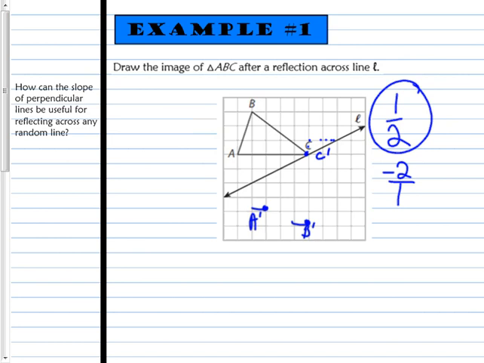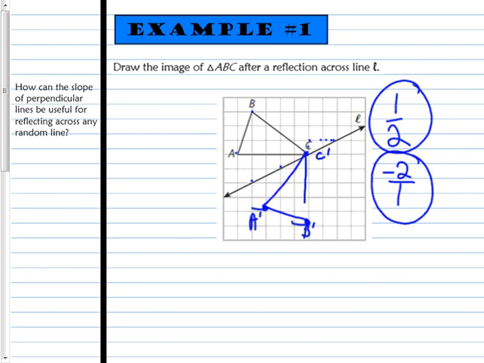I'm kind of working backwards. The negative reciprocal slope was negative 2 over 1. So I started at point A, went down 2 over 1 and landed on the line, and found A prime. I started at point B, went down 2 over 1 twice until I landed here. And then C stays the same.